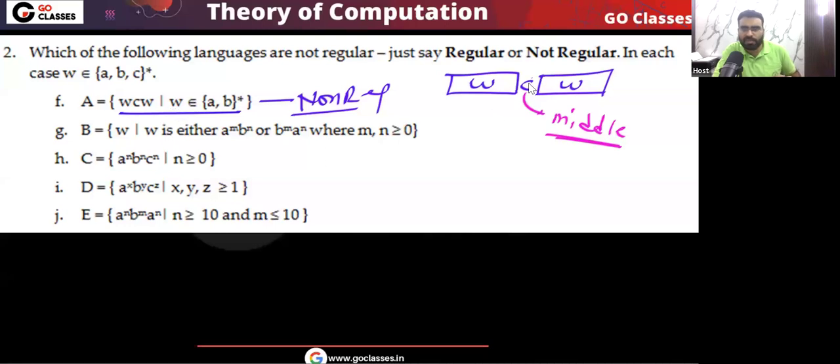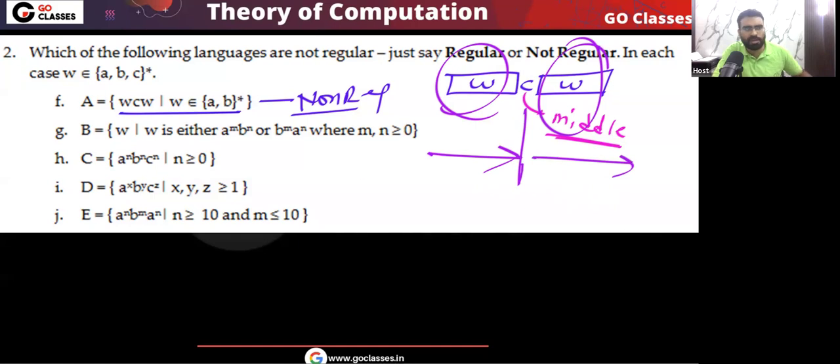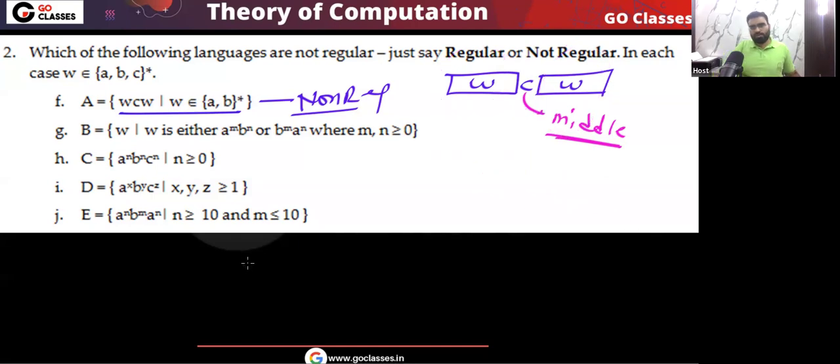But you can easily see there is a comparison here. The middle symbol is C. So you can see the left part of C must match with the right part of C. Yes or no? The left part of the middle symbol should match with the right part of the middle symbol. So this is non-regular. What about the next one? Tell me.